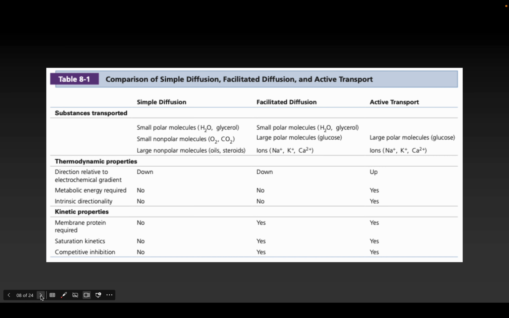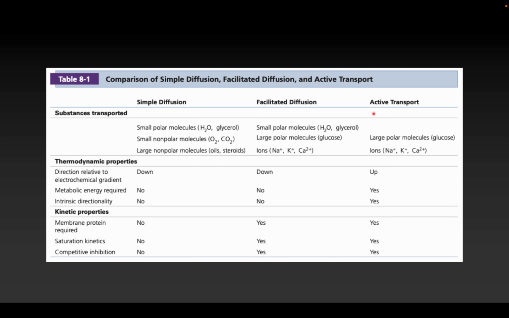Right, now let's compare different mechanisms of cellular transport that are generally known. We have three mechanisms: simple diffusion, facilitated diffusion, and active transport. In a way, you can say that simple diffusion and facilitated diffusion are two types of passive transport mechanisms, while active transport definitely requires energy.